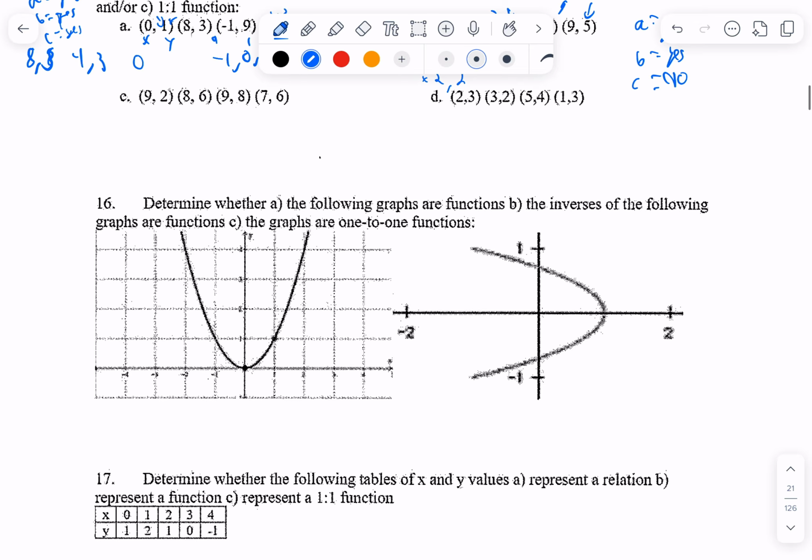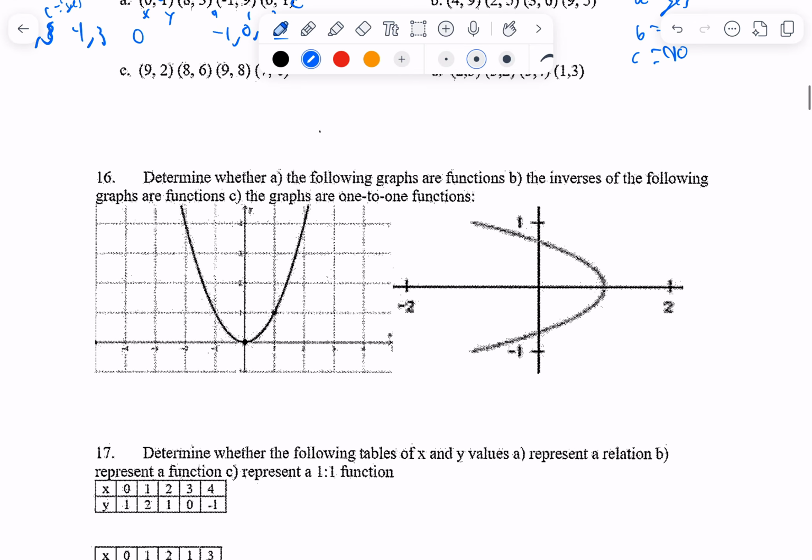Okay, now number 16, determine whether A, the following graphs are functions, B, the inverses of the following graphs are functions, or C, the graphs are one-to-one functions. Okay, so let's first see if they're functions. Let's do the vertical line test. Great, it works because it doesn't repeat the x. It doesn't connect to two points on the line. See how there's only one connecting point. So that means A is yes.